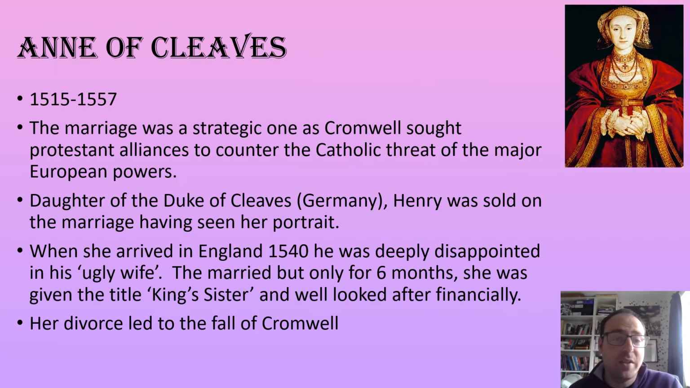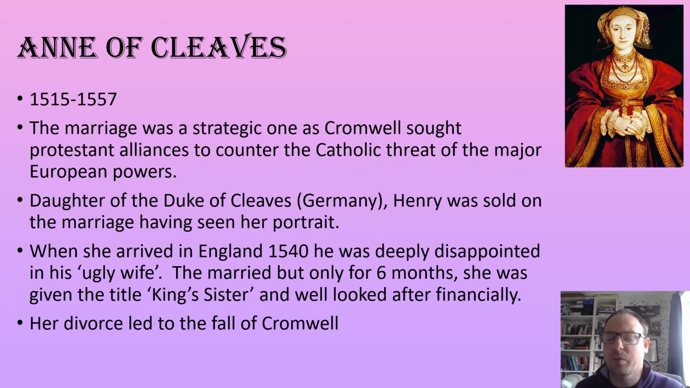The next wife is Anna Cleves. There is a short break, actually, for Henry of a couple of years. So Anna Cleves lived 1515 to 1557. The marriage was a strategic one. Cromwell sought a Protestant alliance to counter the Catholic threat of the major European powers of the Holy Roman Empire, Spain and France. And Anna Cleves was the daughter of the Duke of Cleves, who was part of what is now Germany. And Henry was sold on the idea, having seen a portrait of Anne of Cleves.